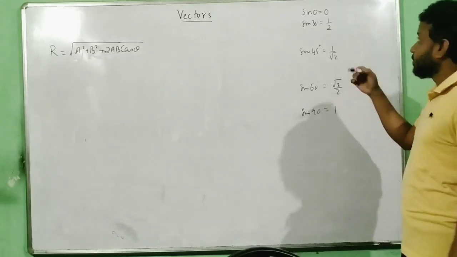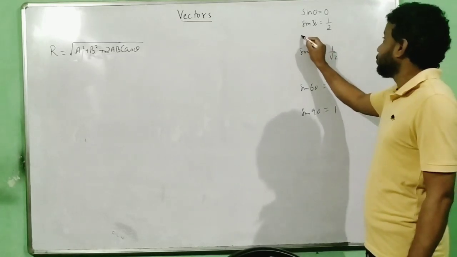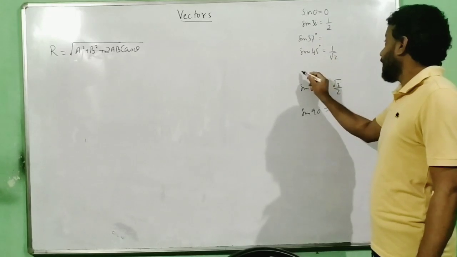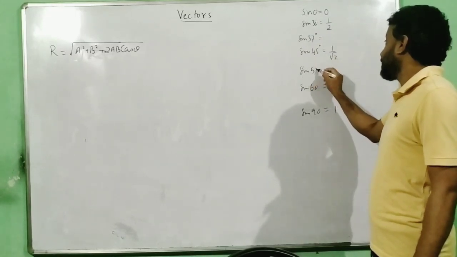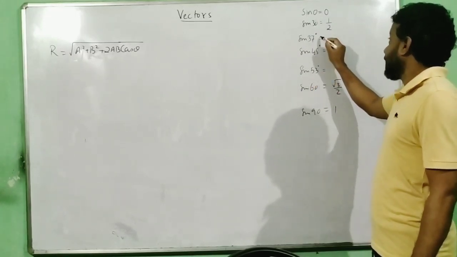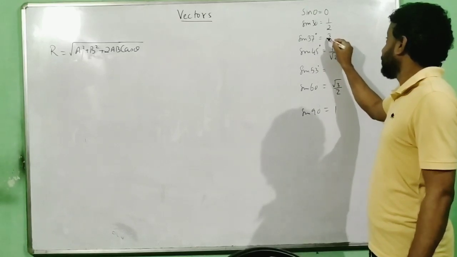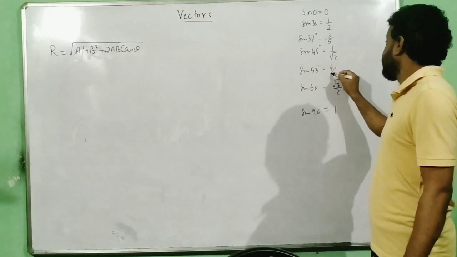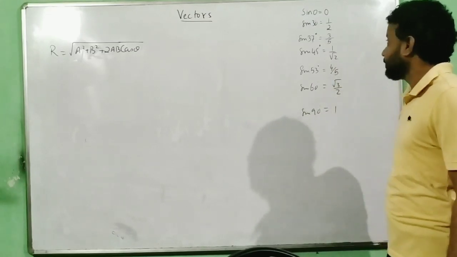Now why am I giving you this data? Because I want you to remember two more angles, sine 37 degree and sine 53 degree. Sine 37 will be equal to 3 by 5 and sine 53 degree will be equal to 4 by 5.